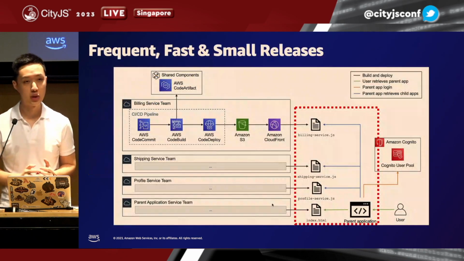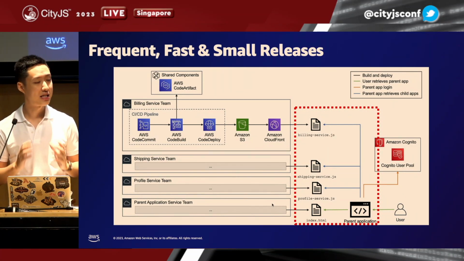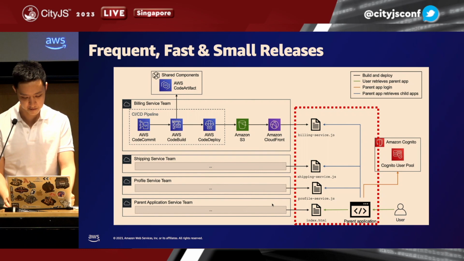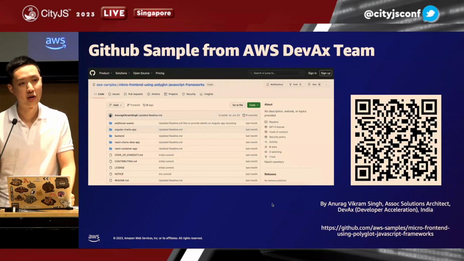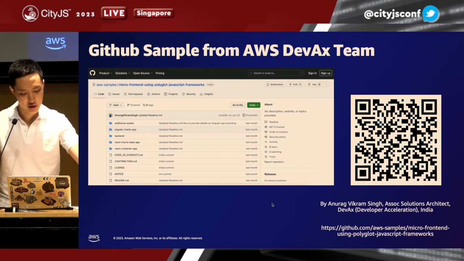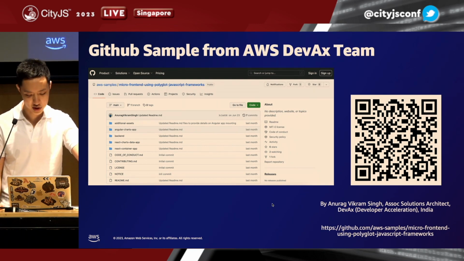And the result is we want to produce these microfrontend chunks that the parent application can easily consume at runtime to enable frequent, fast, and small releases. And if all of this is of interest to you, our team has released a sample on GitHub. You can take a picture, or you can check it out with the QR code. And some of the snippets of source code I've shared earlier also came from this repository.